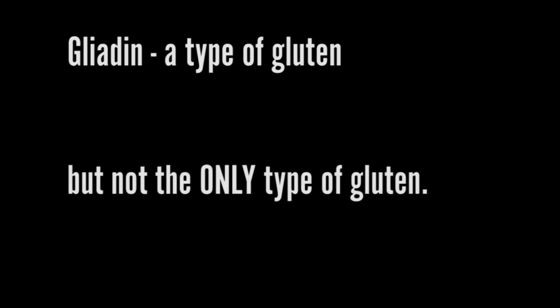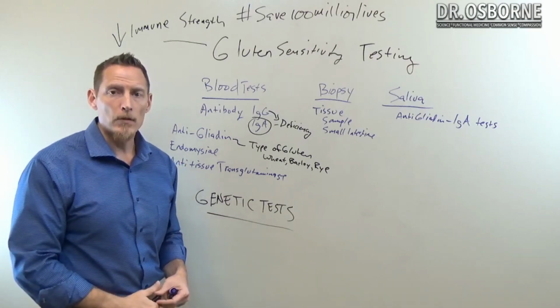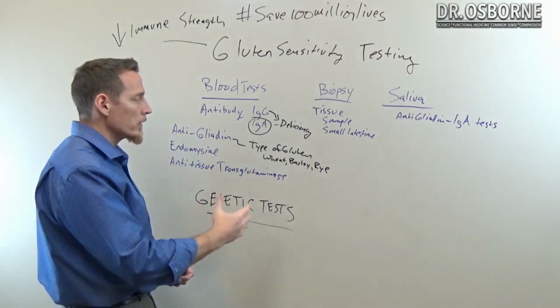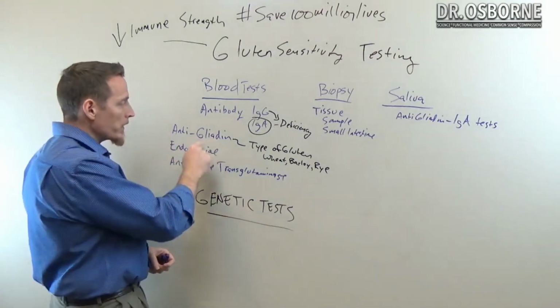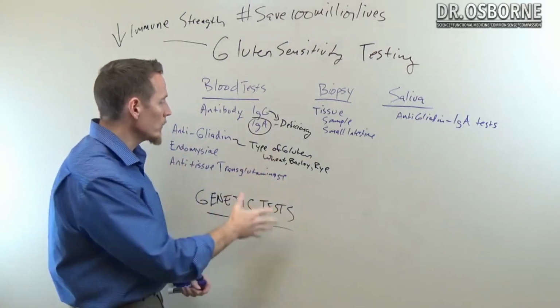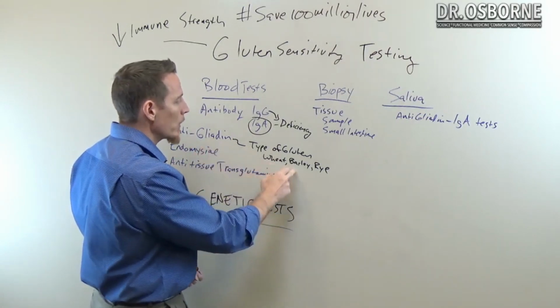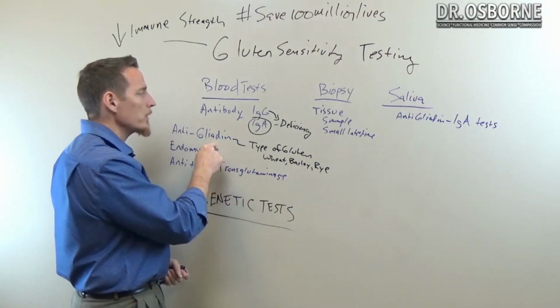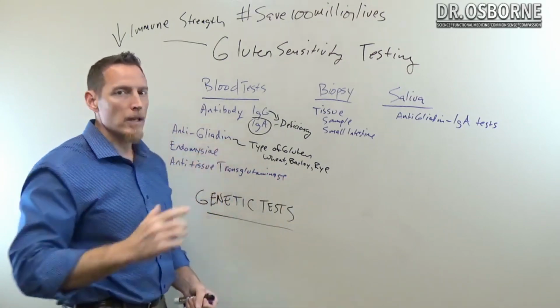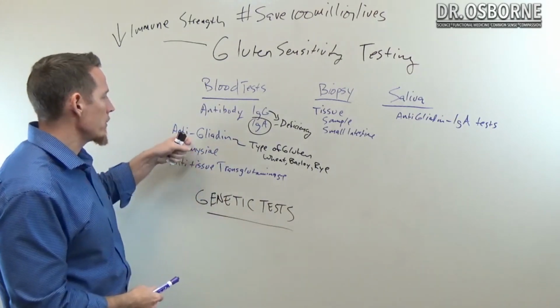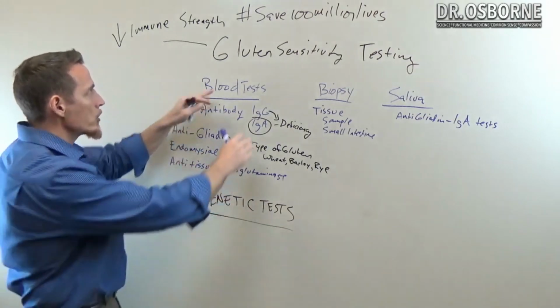So if you're reacting to corn gluten, for example, or the gluten in oats, the avenin, or the gluten in rice, or some of the other cereal grains, this test won't tell you that. This test will only tell you whether or not you're reacting to a gliadin protein found in wheat, barley, and rye. But if you're not reacting to this protein specifically, then you can get a false diagnosis. You can get a false misrepresentation of what you reacted to in relationship to gluten.